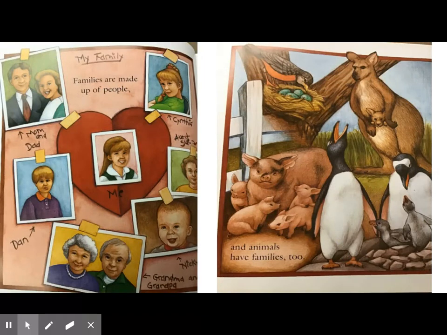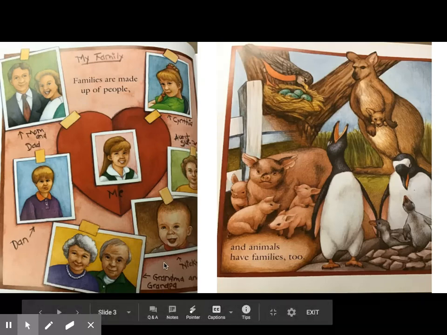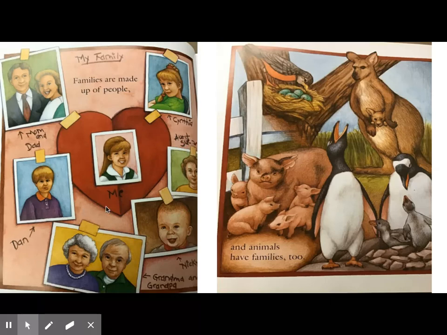Families are made up of people, and animals have families too. Now on the left side, there's a little girl in the center, and it says me. Now that's not me, Jenny. That's me, like the person telling the story, I think. And it says mom and dad here, Cynthia, Aunt Sue, Nikki, Grandma and Grandpa, Dan. Now here the author doesn't tell us who all these people are. I mean, Grandma and Grandpa, we know what that means. Mom and Dad, we know what that means.